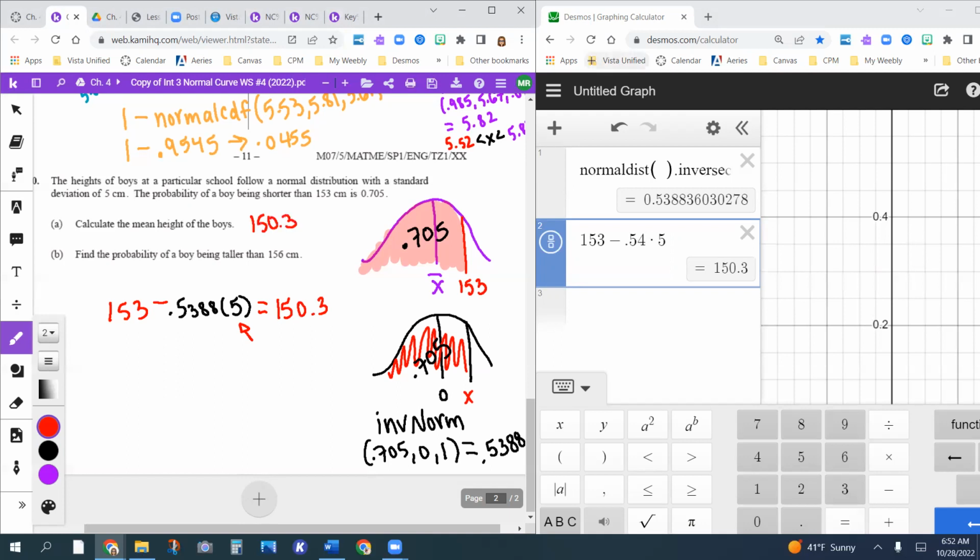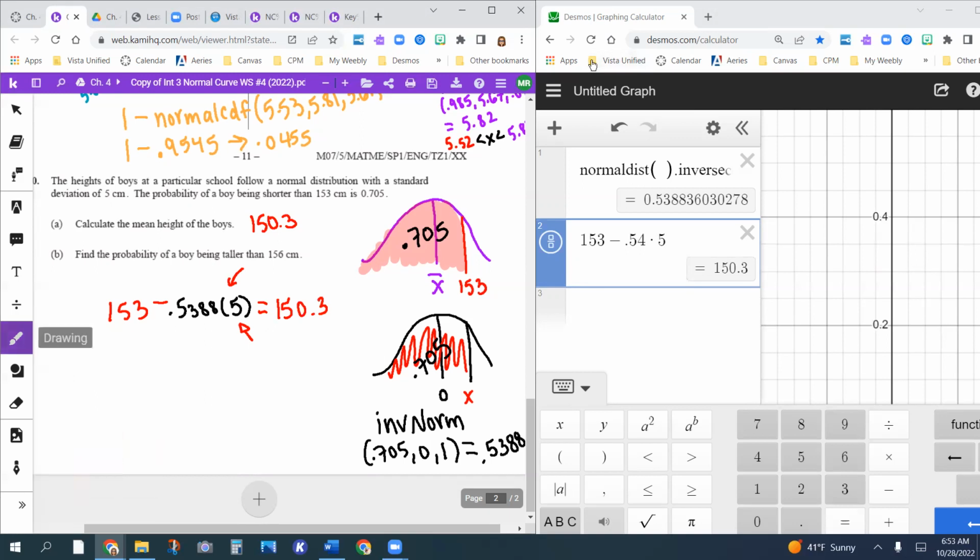Now that we got that, again, I figured out using a standard normal curve how many deviations away I would be at that area. And then I multiplied my deviation, which is 5 centimeters, times how many deviations away I was, which I wasn't even a whole deviation away. And that's how I got that answer.